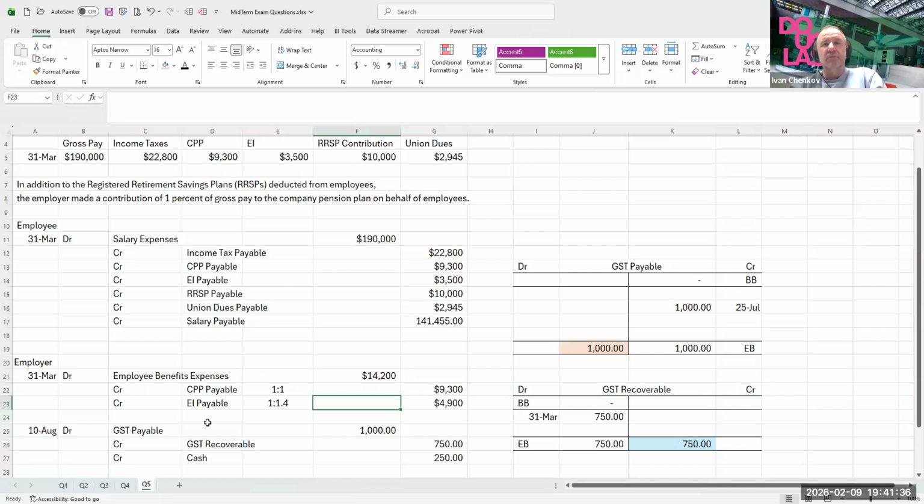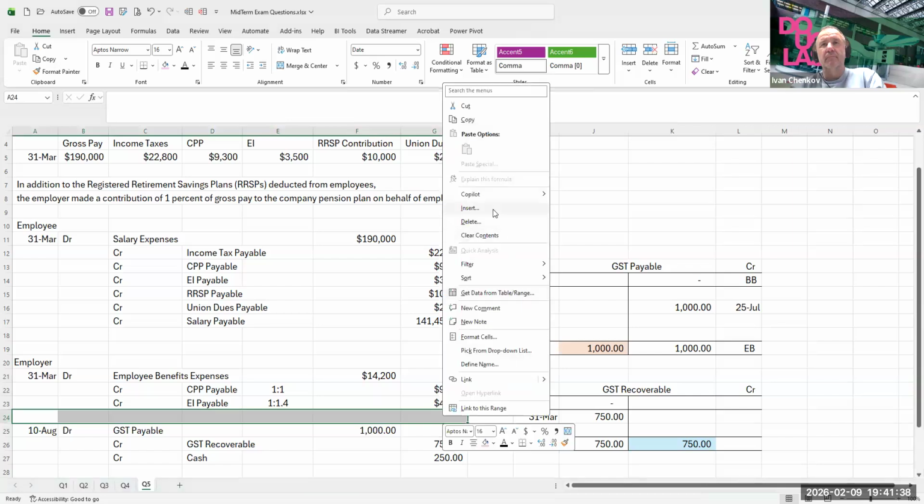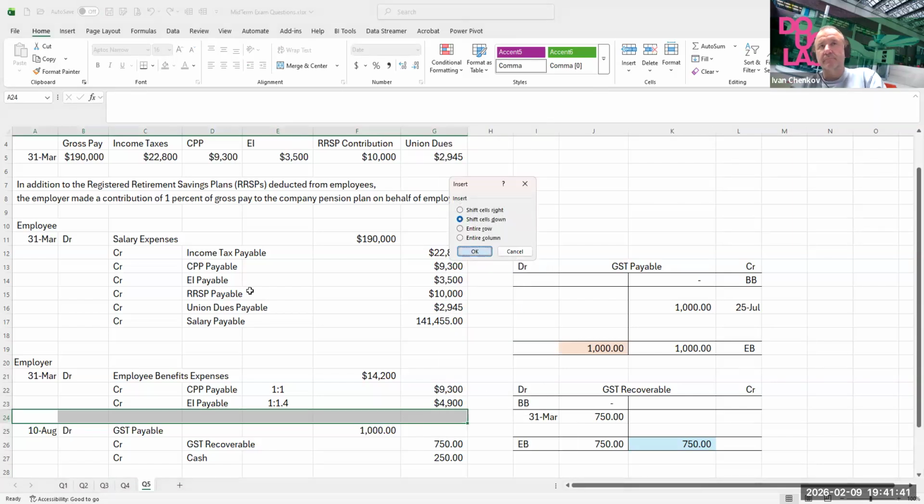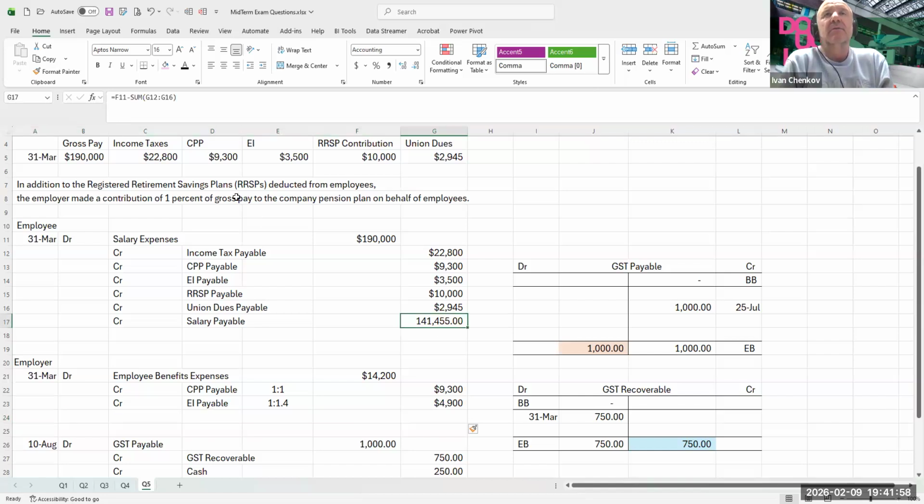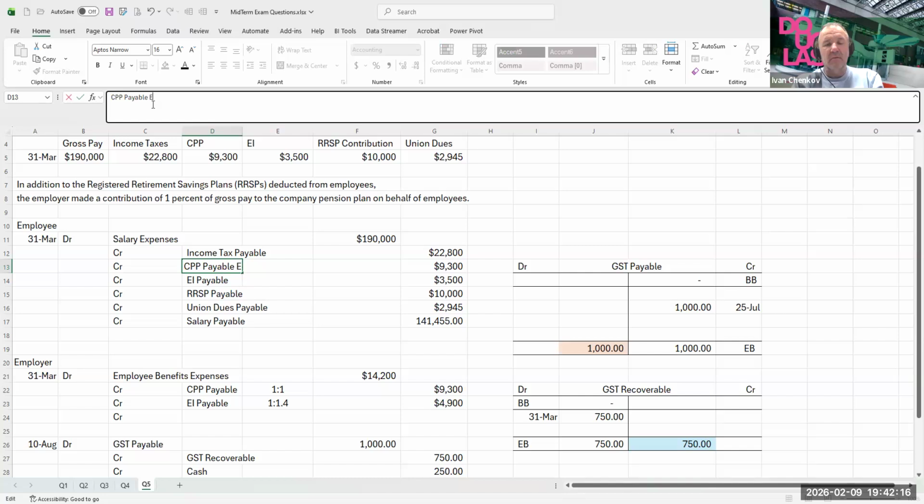There's one more thing that the employer has to do. As you can see, in addition to the registered savings plan that the employee makes, the employer contributes 1% of the gross pay, not the net pay, the gross pay, to the company pension plan. So what's the gross pay? Gross pay is 190,000. As you can see, gross pay here, 190,000. So let's make the contribution for the CPP payable.